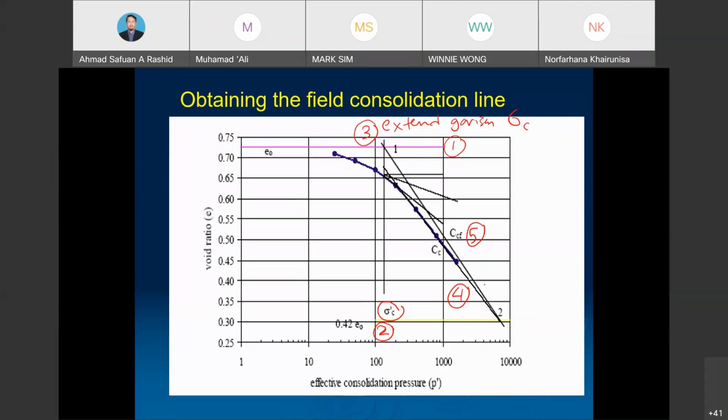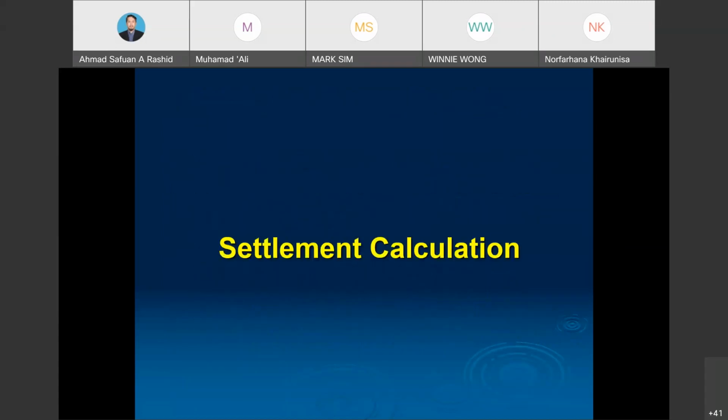This intersection should be used to draw the actual CC value, or the CCF, by connecting the intersection point with the intersection point of sigma C and e naught lines. So later you draw this line until it meets the sigma C and e naught lines. That is for the CCF value, which is a little bit higher compared to the CC value. So that is for the CCF.